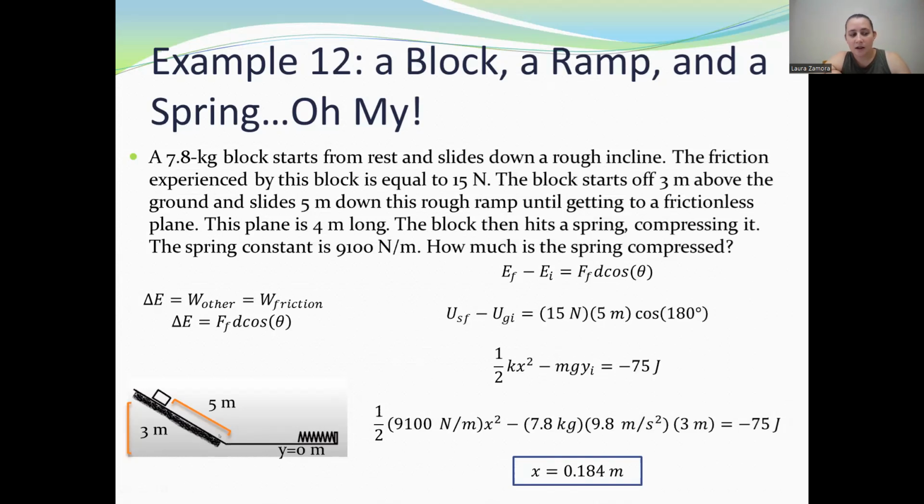Okay. Any other questions about this example? No, I'm good. Okie dokie.